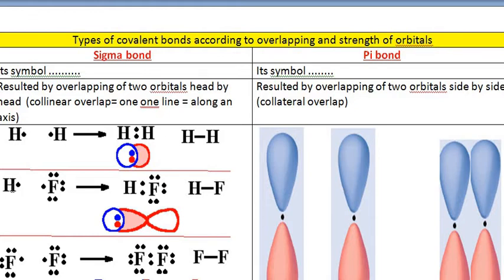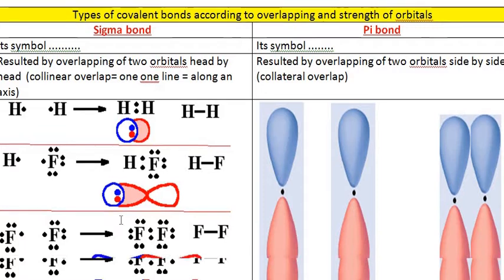Also, the overlap may occur between the S orbital of one atom and the P orbital of the other atom, as in the case of hydrogen fluoride. This is the 1s of the hydrogen atom, and this is the PX orbital of the fluorine atom, which contains seven electrons in the outermost energy level. This is the S orbital, the P orbital of the fluorine atom. This orbital contains only one electron, and one S electron from the hydrogen atom. This overlap with each other, head to head. This is also a sigma bond.